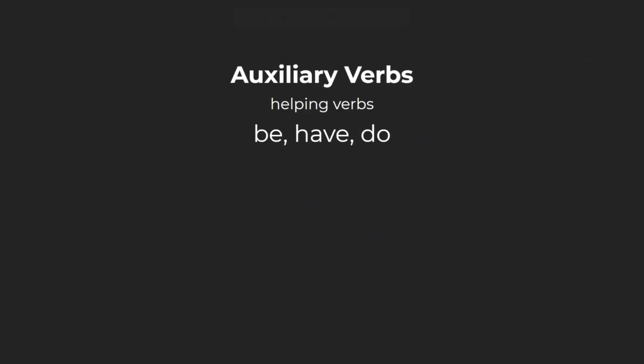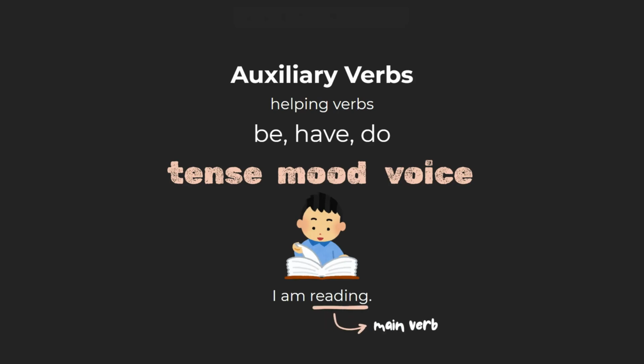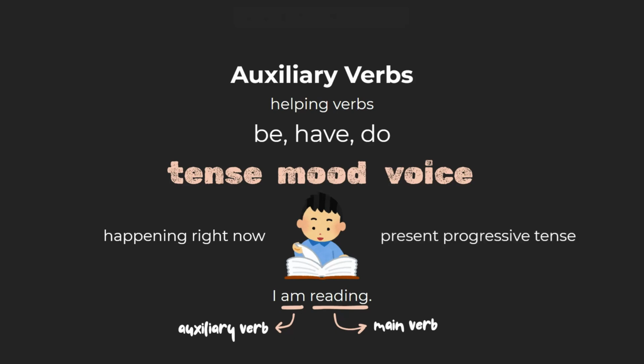These are verbs that don't usually stand alone. Instead, they team up with a main verb to help show when something happened, or tense, the mood of the sentence, or how it happened, otherwise known as voice. For example, in the sentence, "I am reading," reading is the main verb, while am is the auxiliary verb. The am helps tell us that the action is happening right now, thereby indicating to us that this sentence is in the present progressive tense.